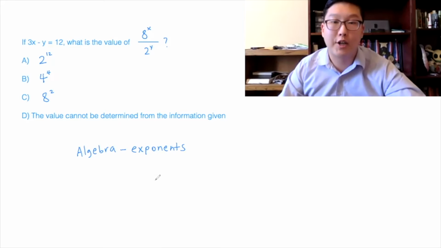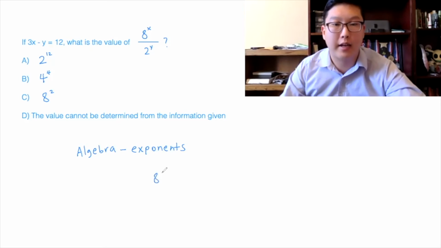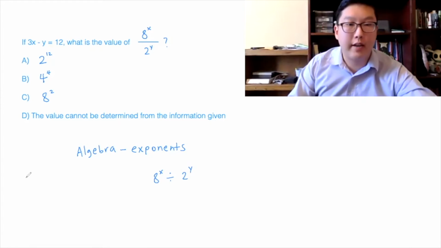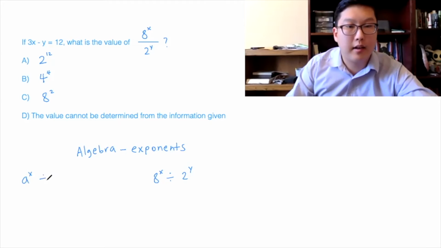Let's take a look at the fraction given. I see 8 to the power of x over 2 to the power of y, and I know that all fractions are just another representation of division. So I can rewrite this as 8 to the power of x divided by 2 to the power of y. And this reminds me of an exponent rule I know, which is that if I divide two exponents with the same base, then I can combine them into one expression by subtracting the exponents.